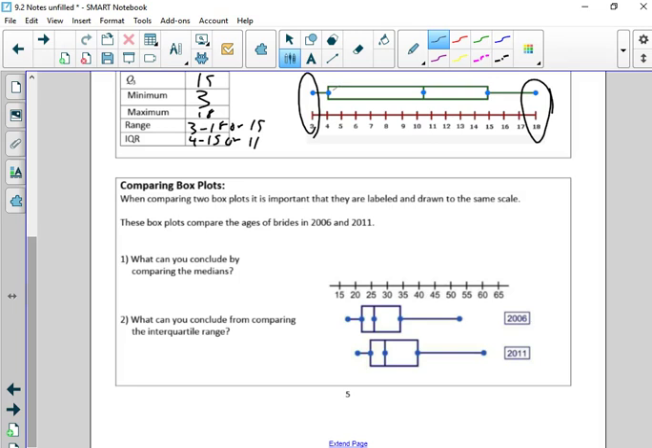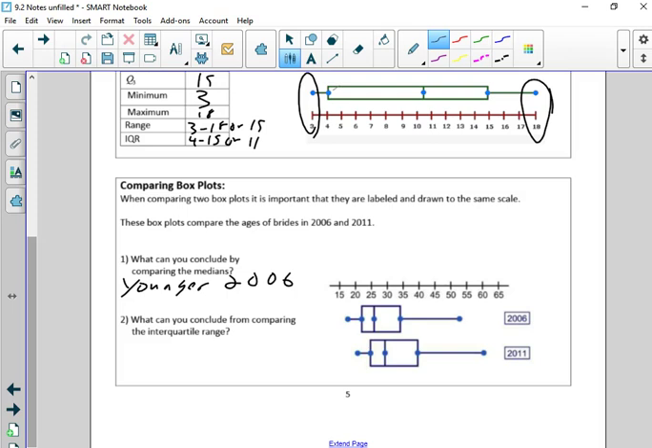What about age-wise? Age of the people getting married. What do you say between 2 years? They were getting married. Yeah, yeah. Younger in 2006, or you could say older in 2011. Right? They were generally older in 2011 or younger in 2006.